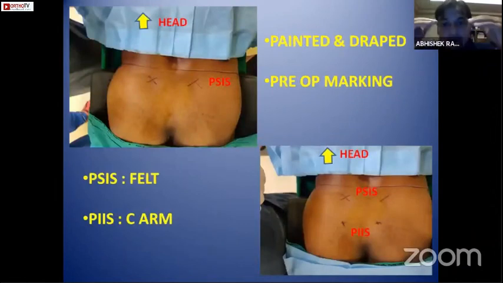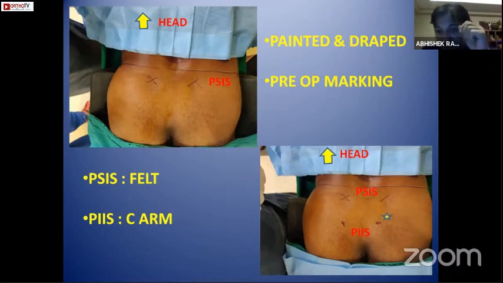After skin preparation, the markings on the skin are done preoperatively. The PSIS is mostly palpated and marked. However, the PIIS, a lesser important landmark, generally cannot be palpated most of the time and is marked on the skin under C-arm guidance. Now, if you look at that star on the lower diagram, which just came on, that is generally the entry point. When you take the PSIS and PIIS, the location of the entry point is generally that star mark, and that is what the target is.